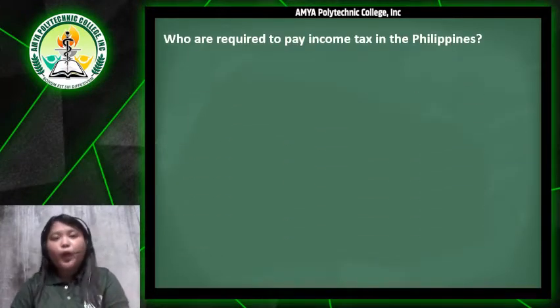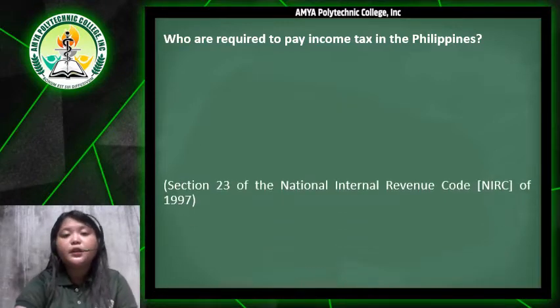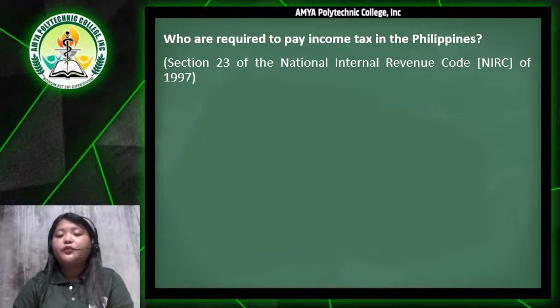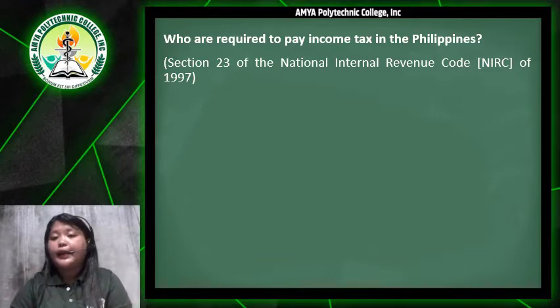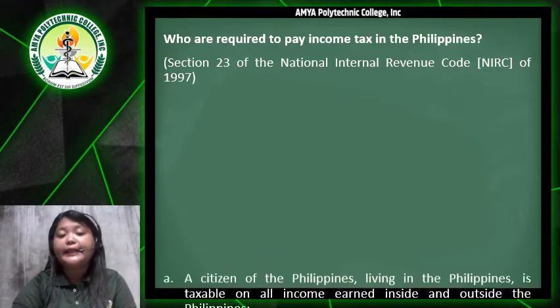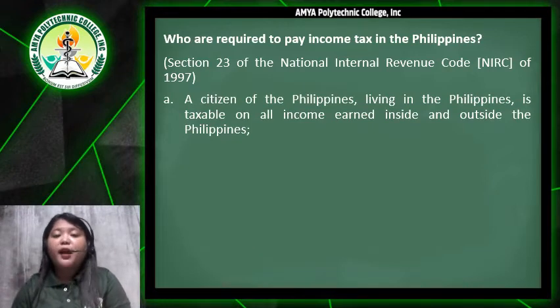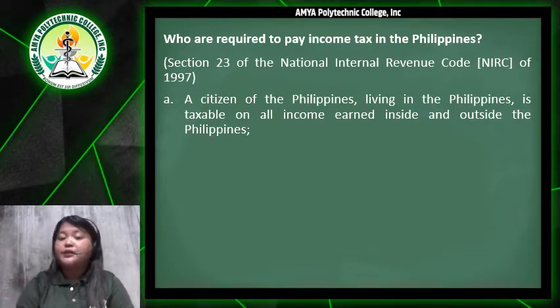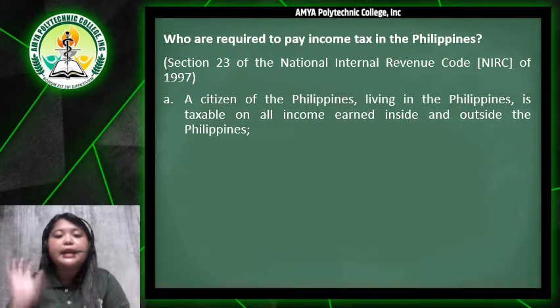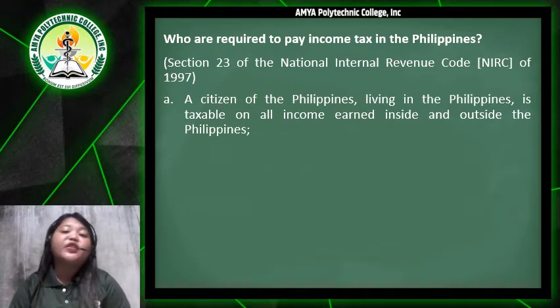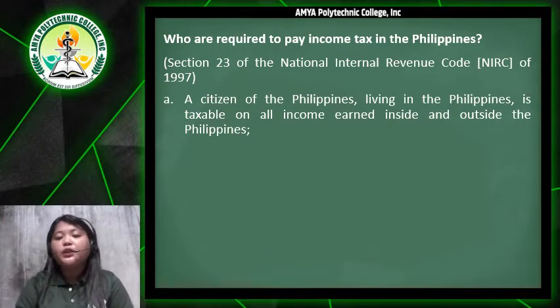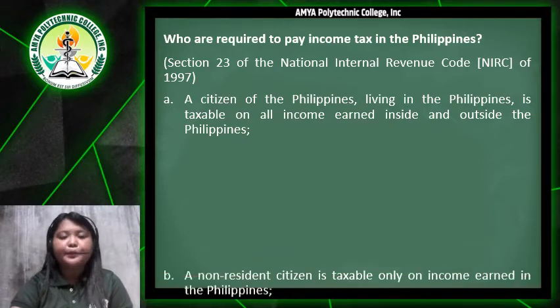Who are required to pay income tax in the Philippines? Here is Section 23 of the National Internal Revenue Code, or NIRC, of 1997. These are the ones required to pay income tax here in the Philippines. The first one is a citizen of the Philippines living in the Philippines, who is taxable on all income earned inside and outside the Philippines.